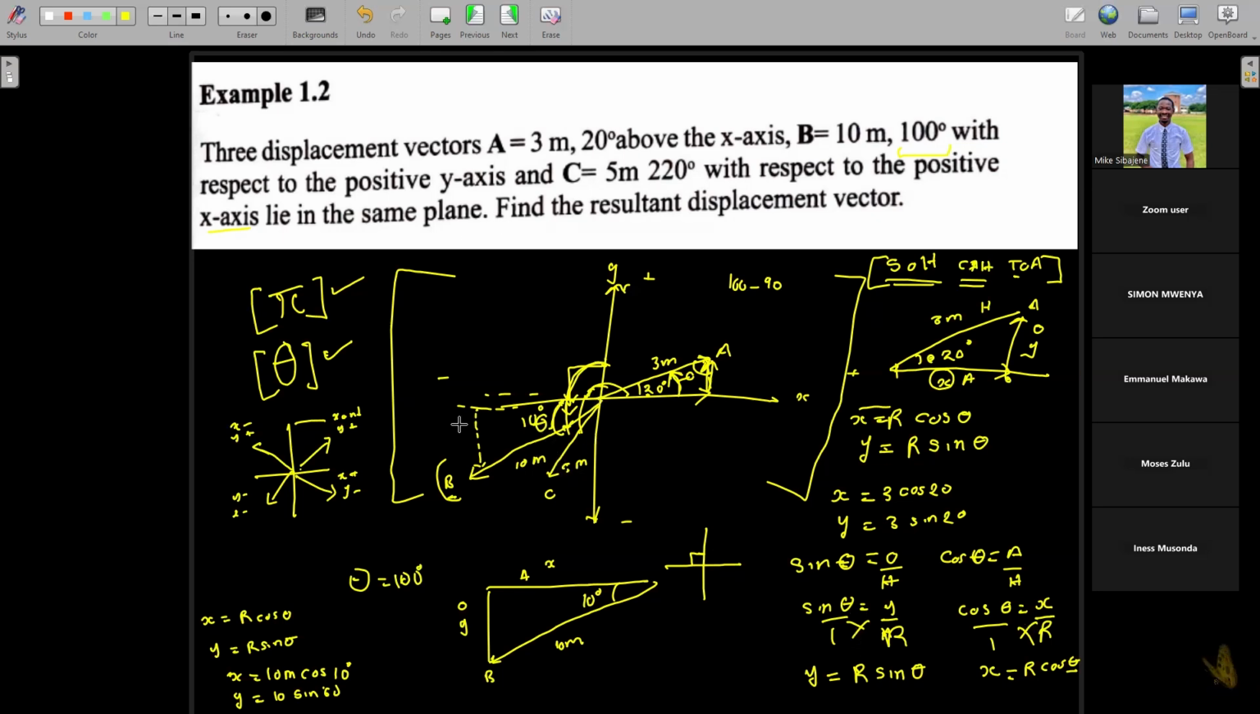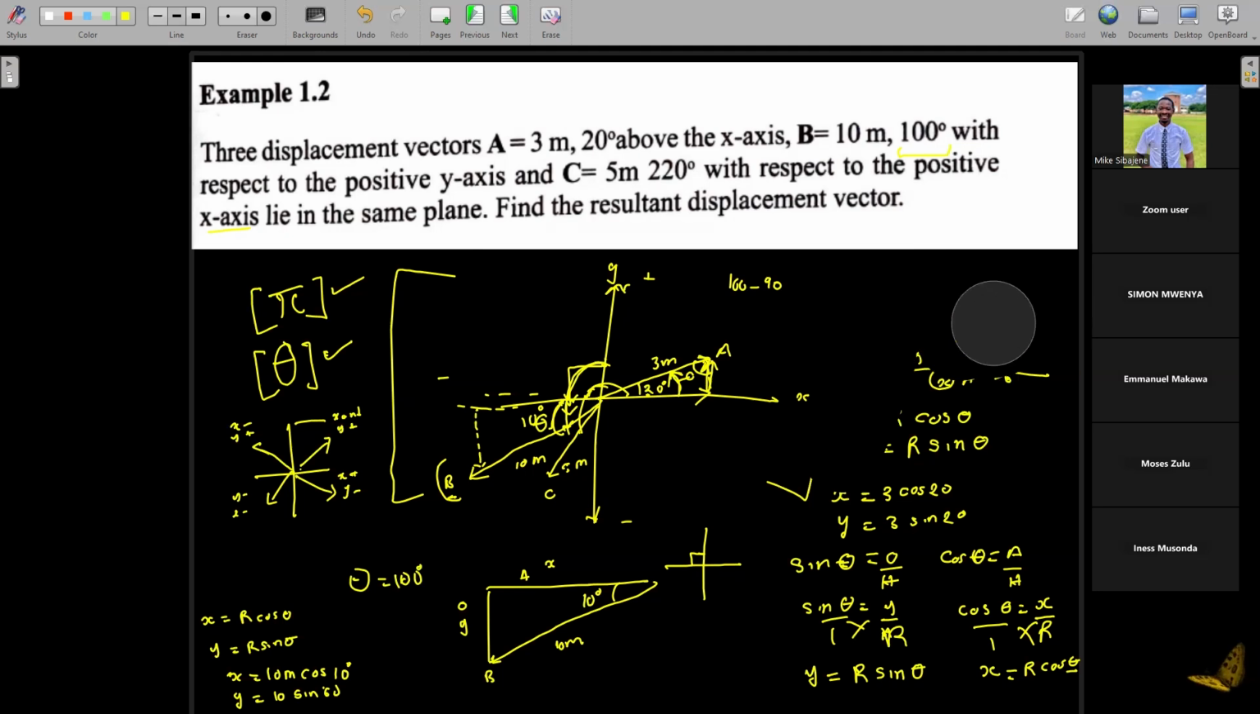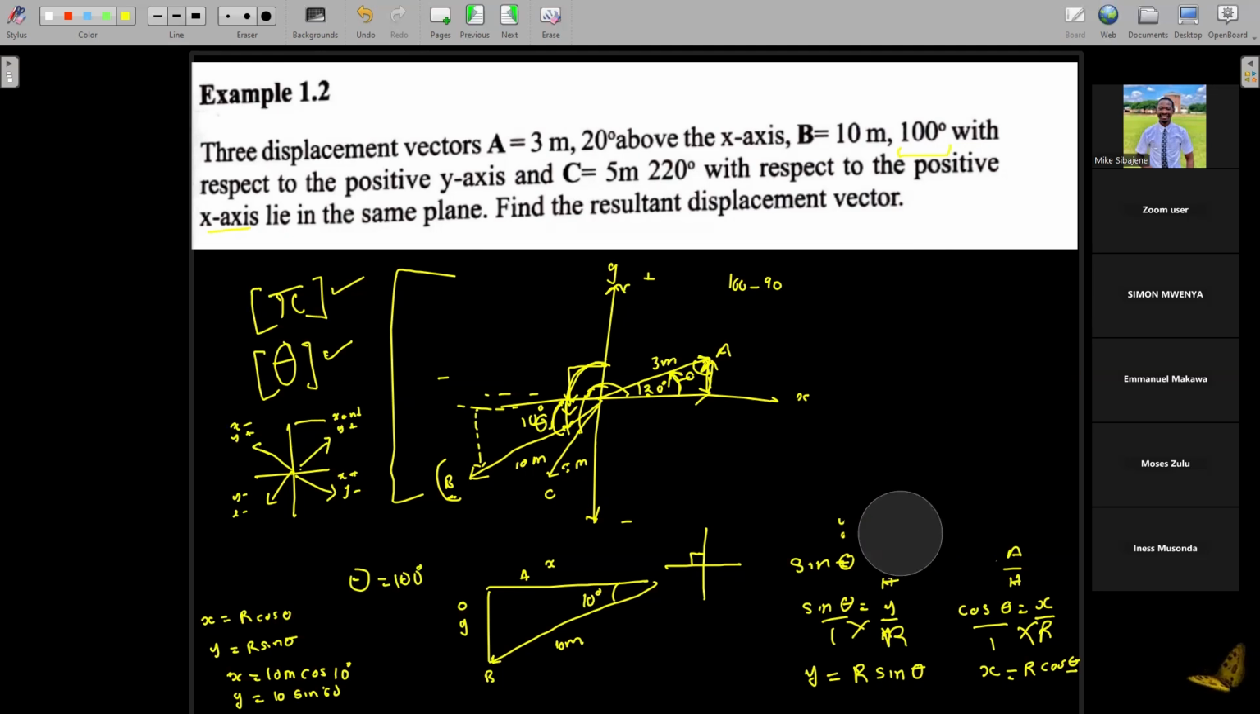Let's go back to our C now. What is my vector component for C? I hope we are following. Any question from there? Is there any question? I have a silent question, sir. Yeah, you can ask, sir.